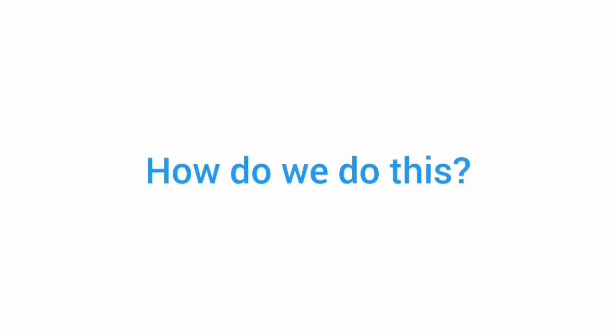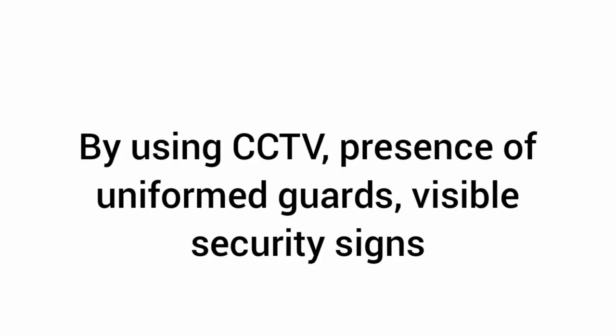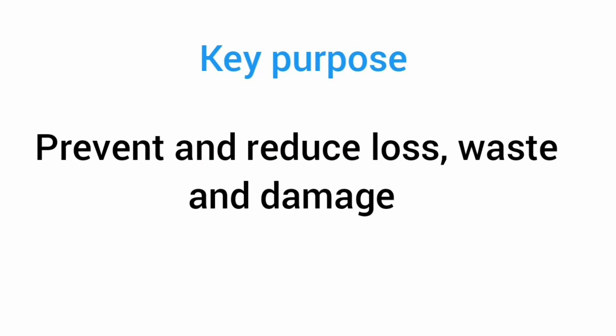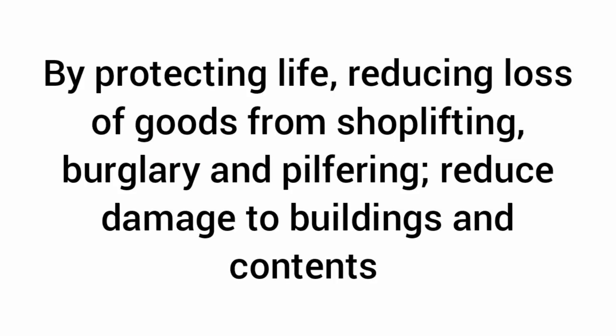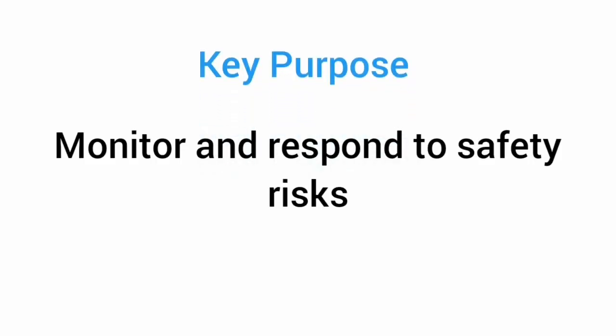So, how do we do this? We can do this by using CCTV, the presence of uniformed guards and visible security signs. Another key purpose is to prevent and reduce loss, waste and damage. How do we do this? We do this by protecting life, reducing loss of goods from shoplifting, burglary and pilfering, reduce damage to buildings and contents. Now another key purpose is to monitor and respond to safety risks.